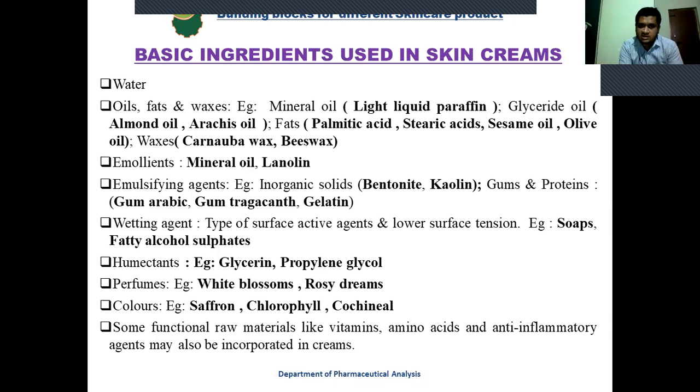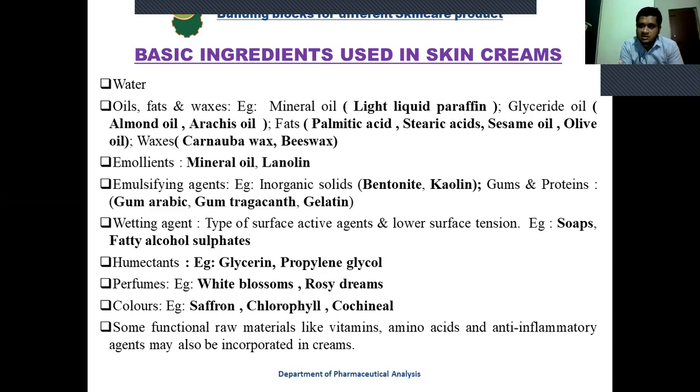So a fatty substance or oil with water makes an emulsion or cream. To make it stable, definitely we have to use an emulsifying agent. To give a smoothing effect we have to give an emollient. To improve the wettability of certain substances we have to give wetting agents. To retain or provide moisture we have to give a humectant. To improve the attractiveness we have to give perfume and color. To inhibit the microbial growth we have to give a preservative.